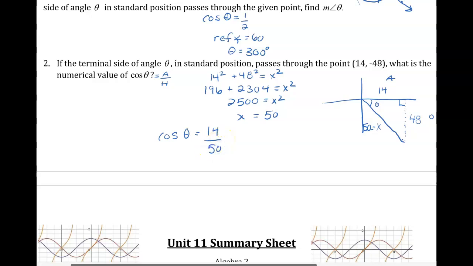But again, don't forget to establish your sign. If we do our ASTC in the fourth quadrant, the only thing that's positive is cosine. We are working with cosine, so I know that's going to be a positive value. So that would be my final answer.